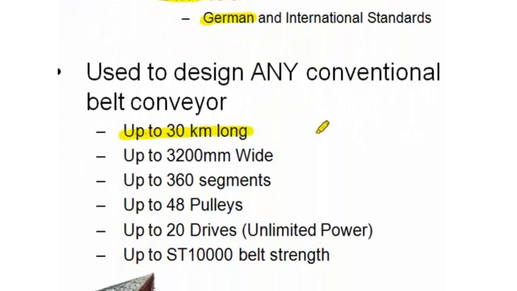Belt Analyst has been used to design conveyors up to 30 kilometers long, but there is no limitation to the length it can be used. It can be used on belt widths up to 3.2 meters, 360 segments, 48 pulleys, 20 drives with unlimited power, and belt strengths up to ST10,000.